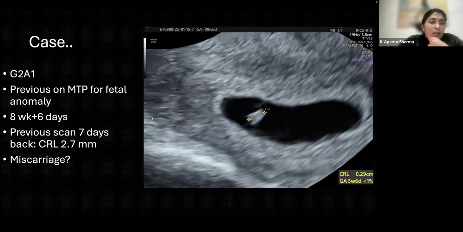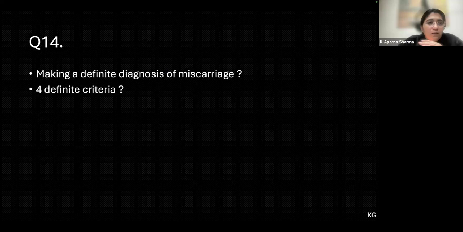She had a previous MTP, very anxious couple at 8 weeks and 6 days. In this pregnancy, a previous scan was done 1 week back where the CRL was 2.7. So will you call it miscarriage? So 1 week after that, the CRL has not increased. So, to sort that confusion out, let us now go step by step.